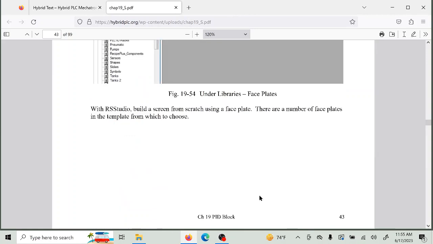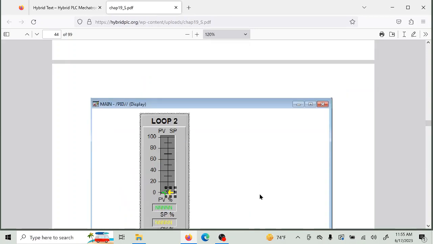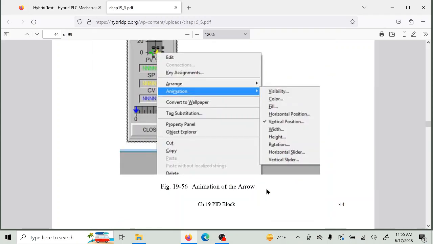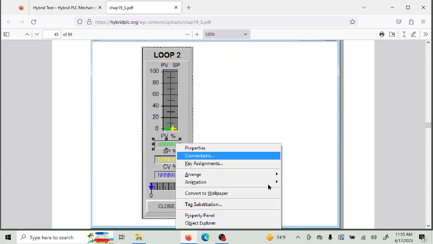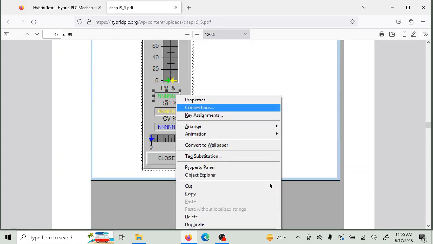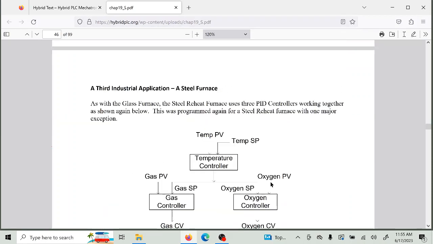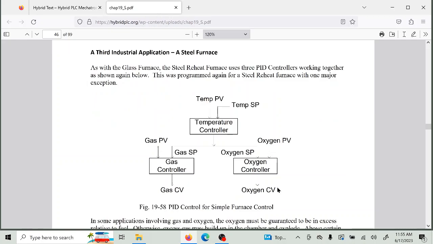So here is the HMI on the screen, looking at it, and the animation, setting it up, using the connecting of the variables, the animation part of it. Now I come back and I talk about additional items that have significance here.